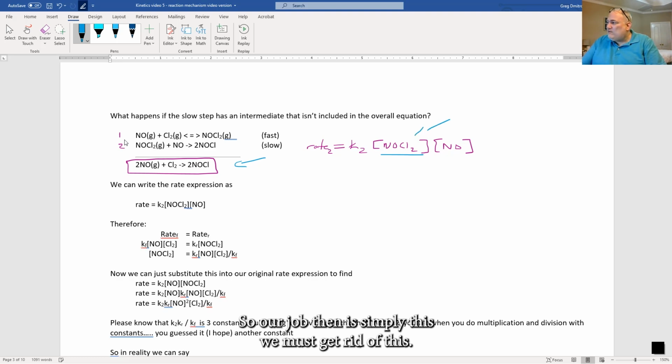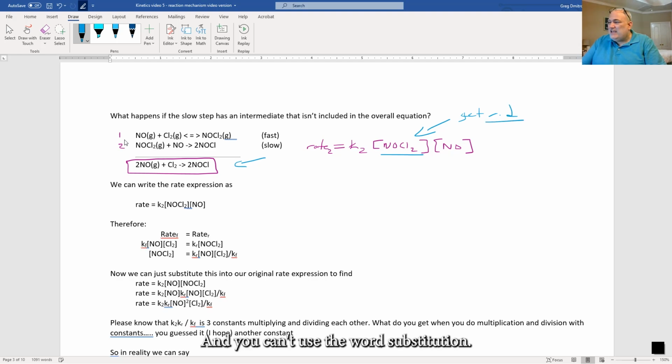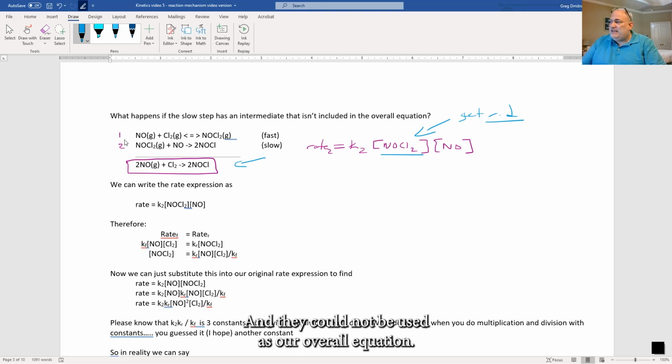We must get rid of this. And here's what's kind of cool. You can't use the word substitution, but essentially that's what we're going to do. So this first equation, whenever you have a slow step that has an intermediate, we call this a reaction intermediate, and these intermediates typically don't exist for very long and they could not be used as our overall equation.